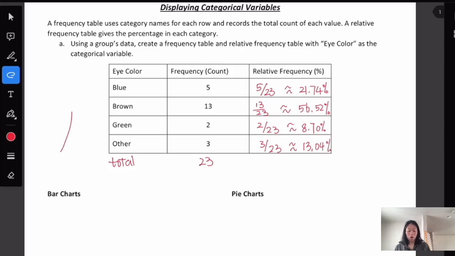One thing we need to be careful about: when we add all of these relative frequencies together, the total is going to be 100%. This must be 100%. If you add the numbers up and the sum is not equal to 100%, that means you did something wrong.